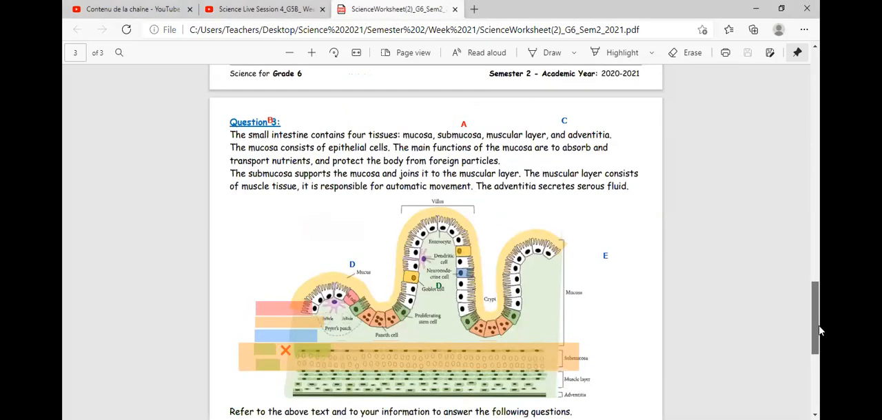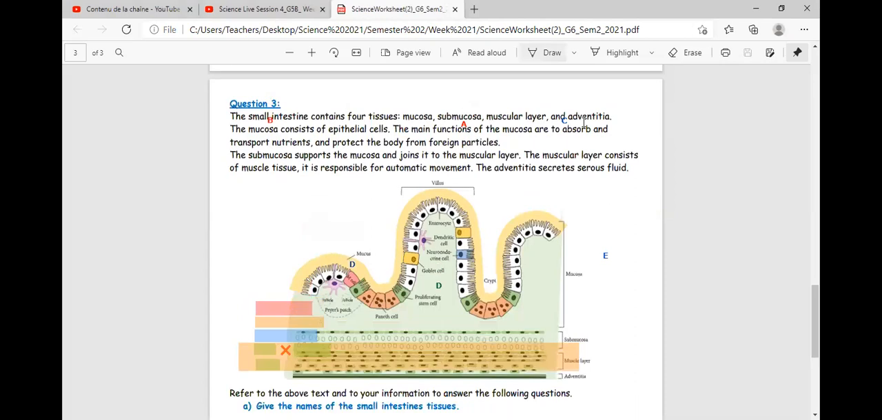Yalla, last question and we're done for today. I still have 5 minutes. The small intestine is an organ. And this organ is found in which body system? Who knows? The small intestine is a part of which body system? The digestive system. It's the digestive system.